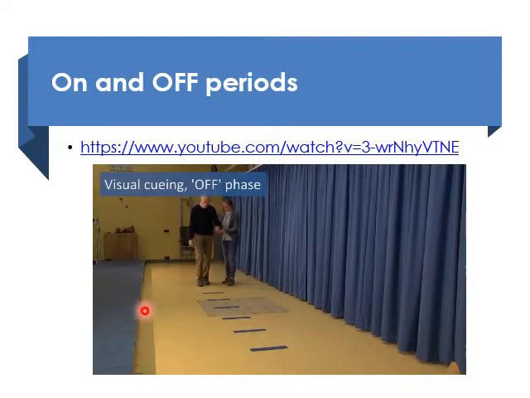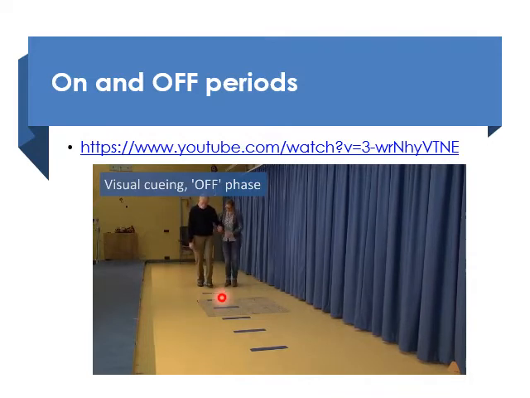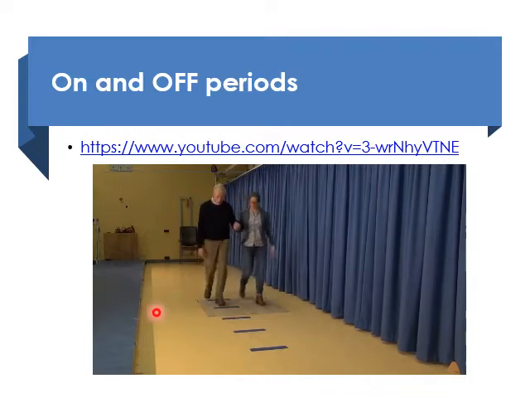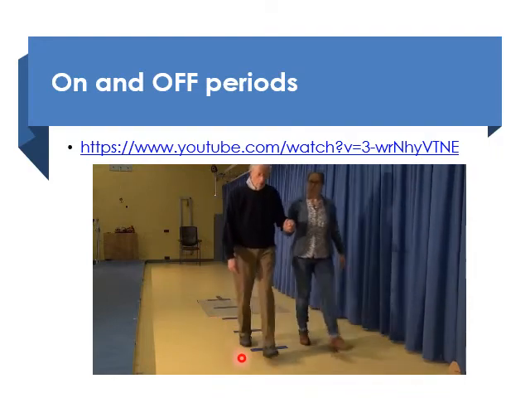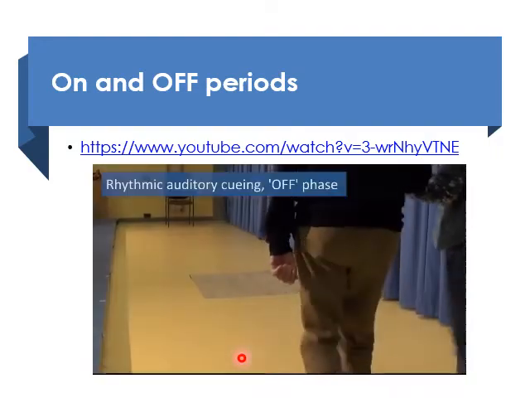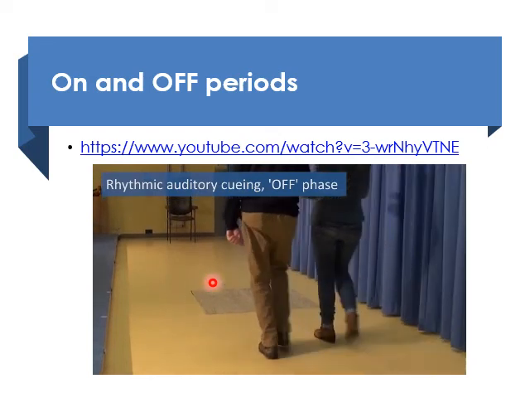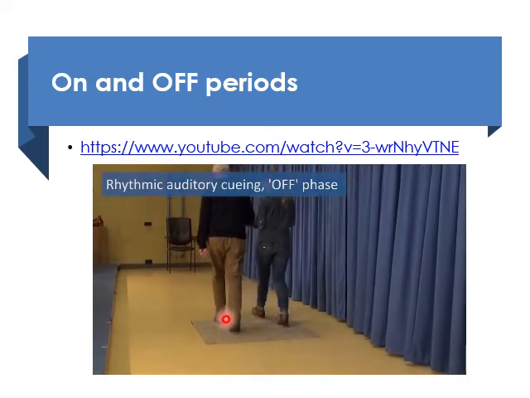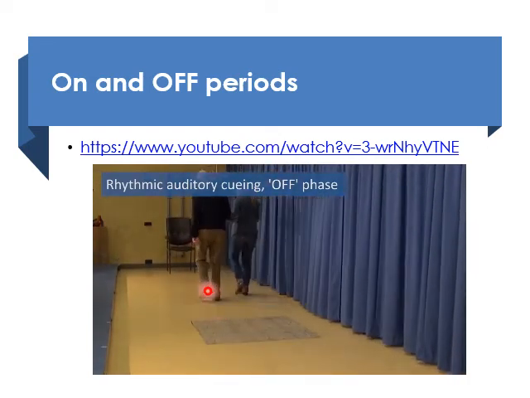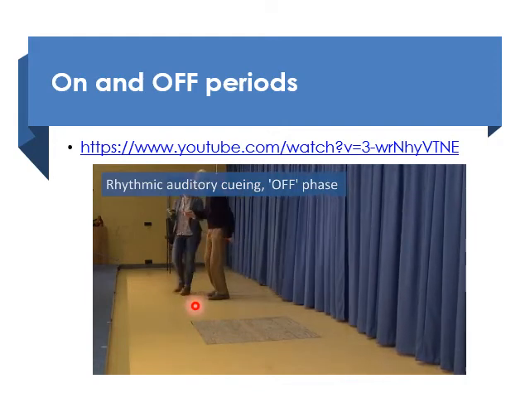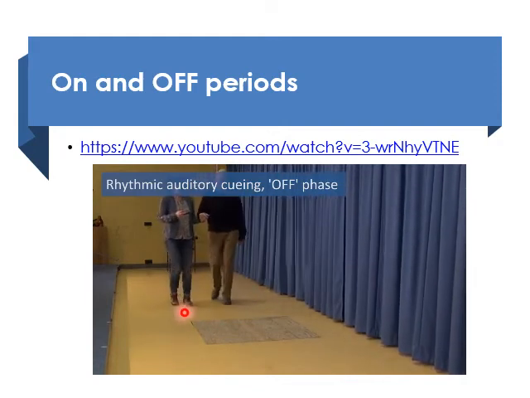Even during the off phase, using visual cues improves the patient's walking pattern, with increased step length observed, as well as using auditory cues, where the patient paces each step with the metronome beat, and this minimizes freezing of gait.